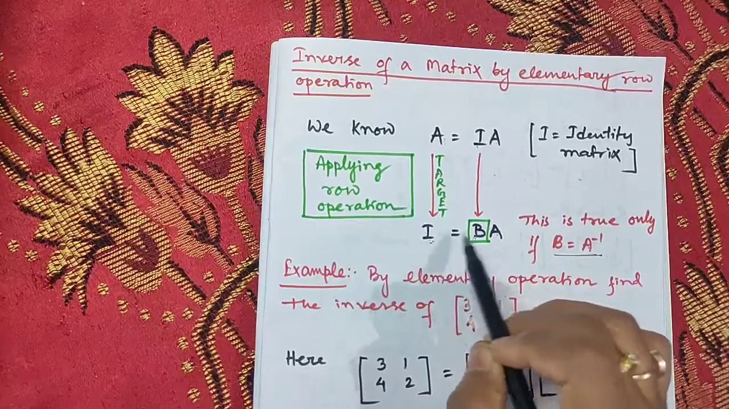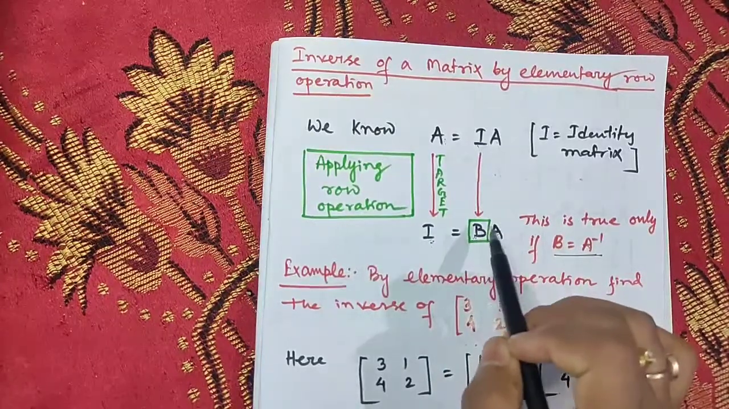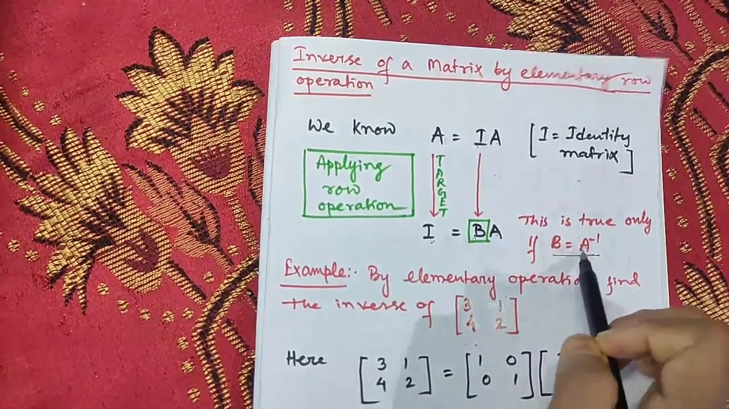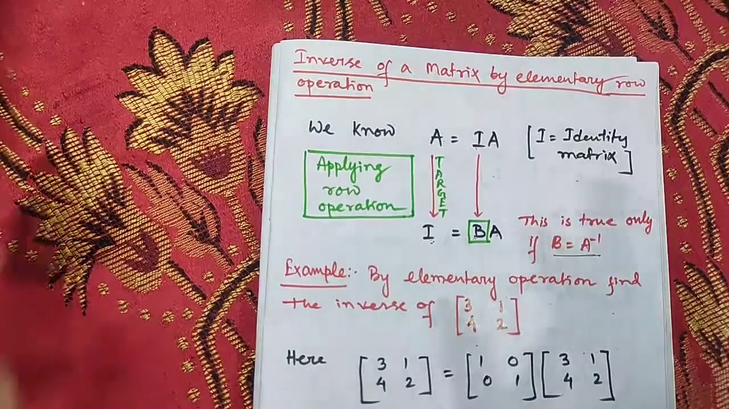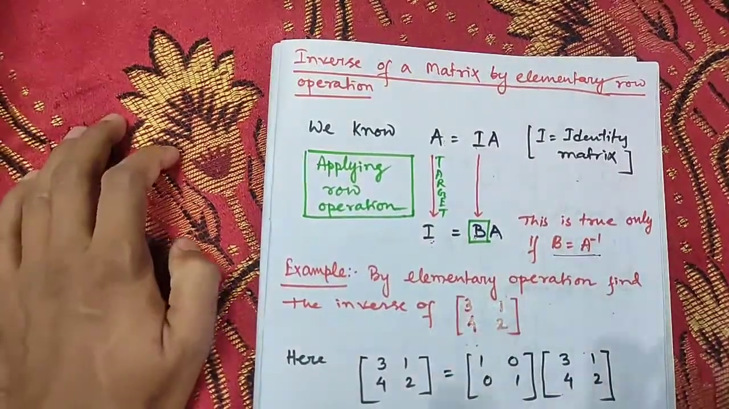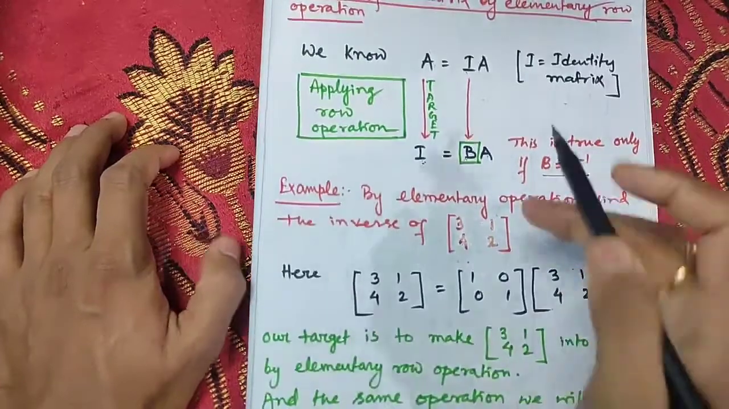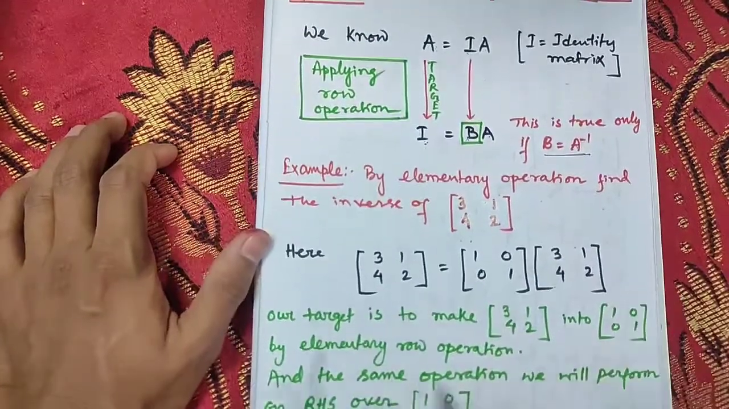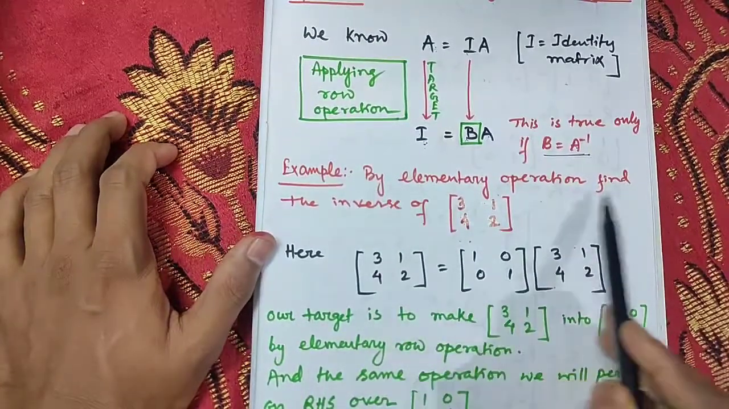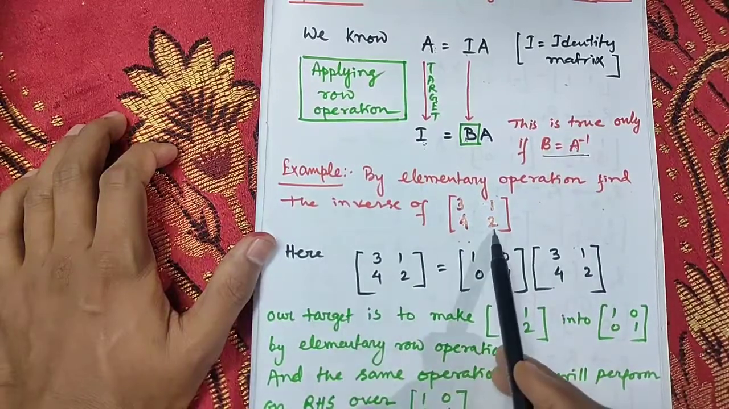So if I equals BA is coming, that means B should be equal to A inverse. This is the theory behind this inverse. It will be clear with this example. Just see the example. By elementary row operation, you have to find the inverse of this.